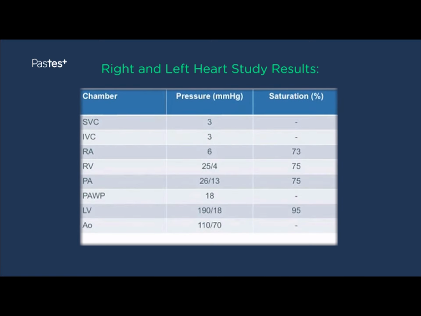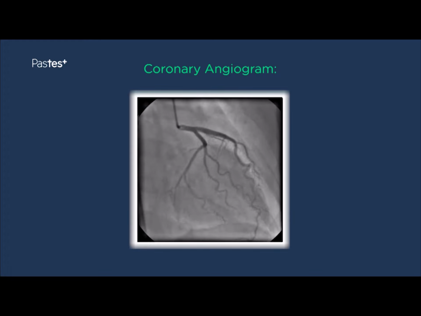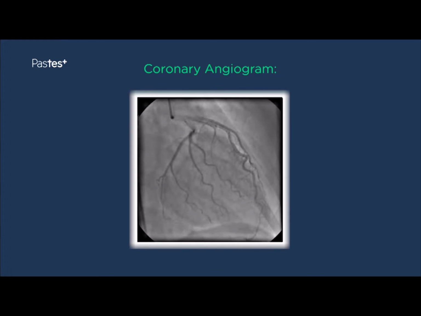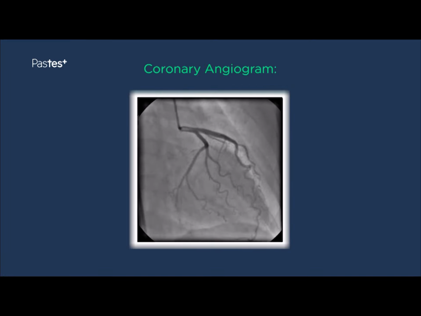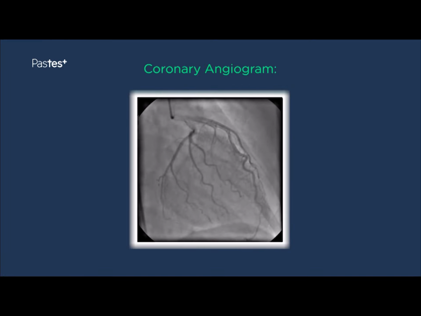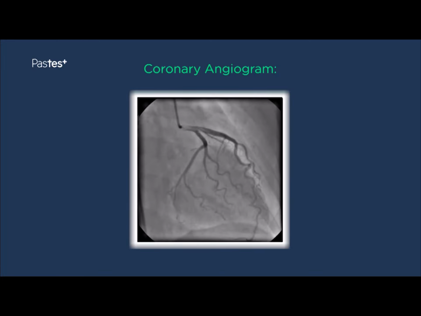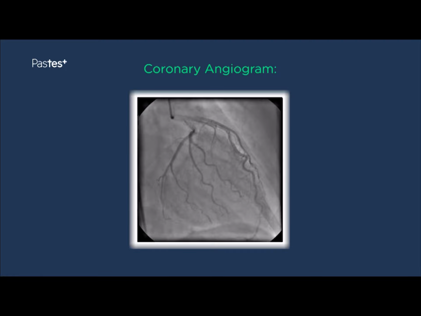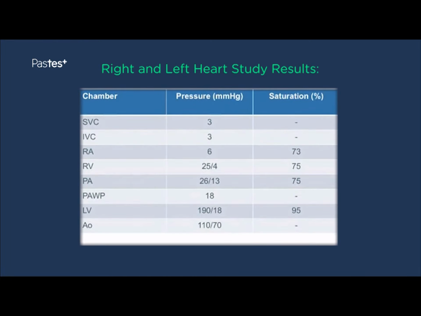Before we review the pressure trace numbers and the saturations, just take a moment to look at the coronary angiogram. Here you can see the catheter is inserted in the left main stem and dye is injected and it travels all down the left coronary system. You can see that the arteries are smooth and regular and there doesn't appear to be any narrowing or stenosis. This is typical of what we report as being unobstructed or normal coronary arteries.